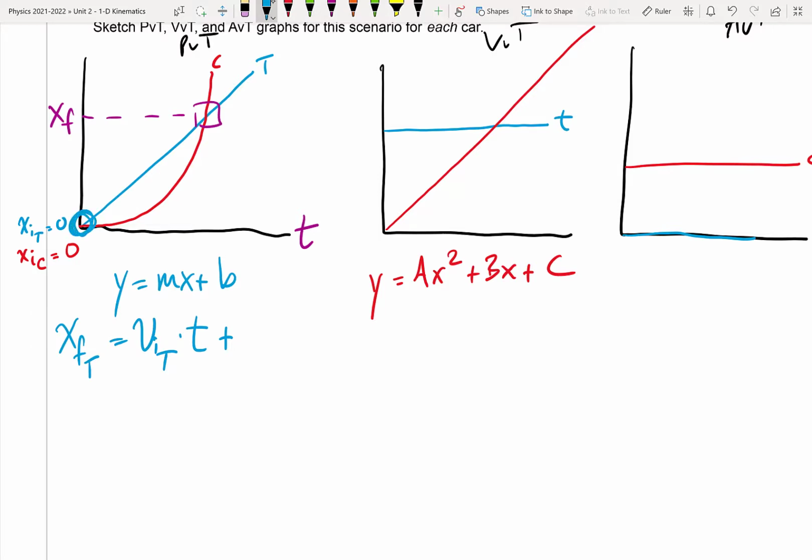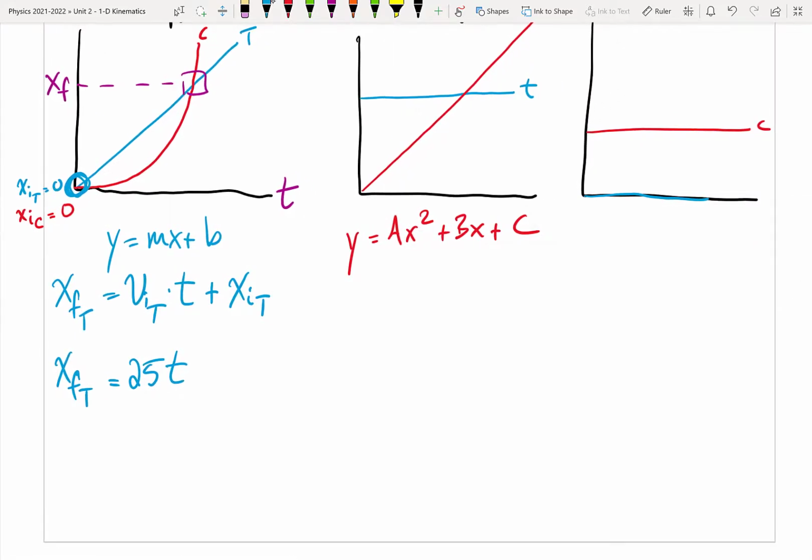So look, that's just going to be x initial of our truck, which is going to be 0. And let's go ahead and put some numbers in there for that. X final for truck is initial velocity of truck, which is 25, times t, plus 0. Okay, so there's our equation for our truck.